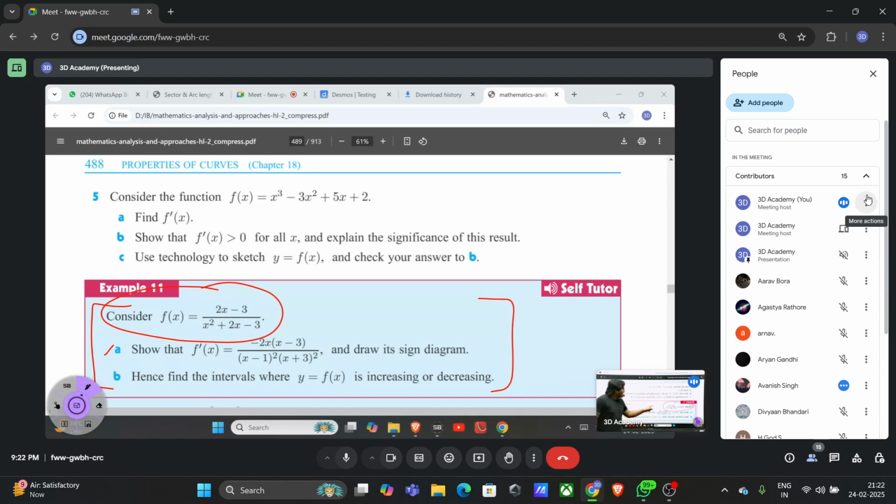हाँ लेकिन क्या, कैसे डिफरेंशिएट करेंगे इसको? Quotient rule, that's it. Whenever two functions are dividing, you will use what? Quotient rule, correct? Hence find the intervals where it is increasing or decreasing. So first you find the, yes, for f dash of x you have to draw sign diagrams. Getting it?